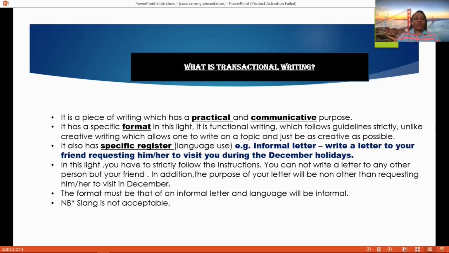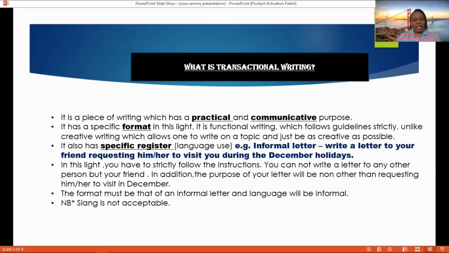In transactional writing also, there is a specific register, which is informed by our audience. For instance, we are going to look at an example of an informal letter. We have written informal letters before, and I'm sure we all remember informal letters, which we sometimes refer to as friendly letters. The instruction says: write a letter to your friend, requesting him or her to visit you during the December holidays. That would be the instruction for a transactional piece of writing, which is an informal letter.